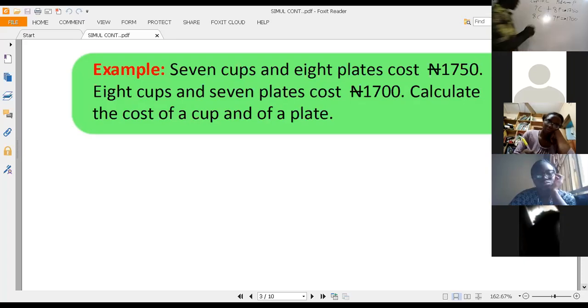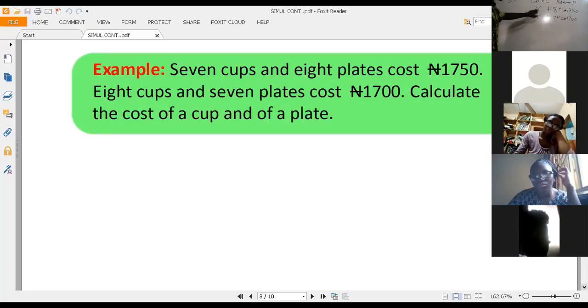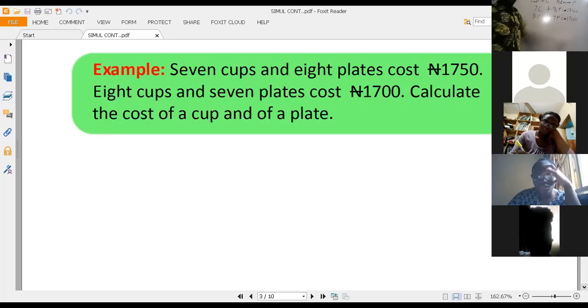Which will be in naira, as well as that of the plate. Now you realize this is a linear equation, and we have 2 equations, so we have to solve them simultaneously. So we have transformed the word problem into equations. 7 cups plus 8 plates cost this. 8 cups plus 7 plates cost 1,700. So you need to work this out.